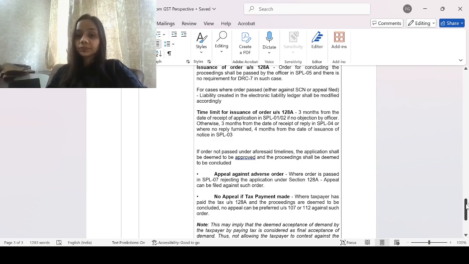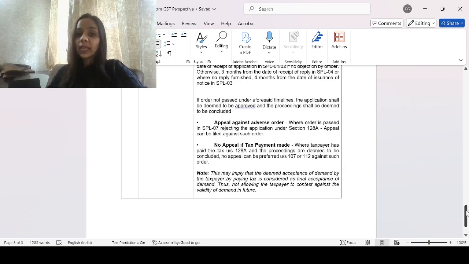No appeal, if the taxpayer has paid the tax, then the proceeding should be deemed to be concluded, and no appeal can proceed further. This is about the amnesty scheme. Everybody should opt for the amnesty scheme, because it is very beneficial and very favorable. We are not supposed to pay any kind of interest or any kind of penalty. If you want to opt for the amnesty scheme, we should go for it by 31st March 2025, not later than this.